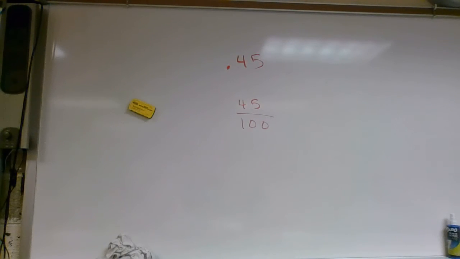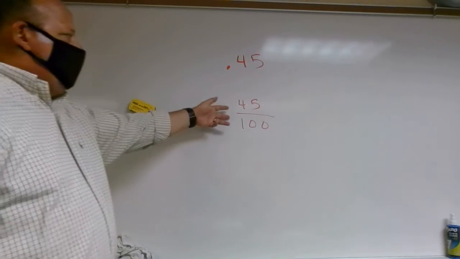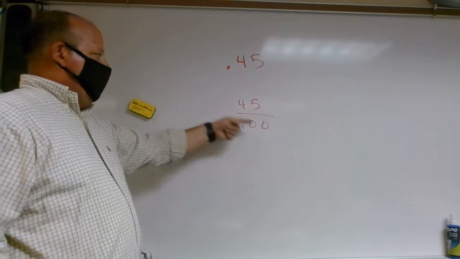Am I done with this problem? No. Not at all. Not even a little bit. What do I do? Simplify it. Divide the top and bottom by what? 5. Top and bottom are divisible by 5. How do I know they're both divisible by 5? Ends in a 5 or a 0.